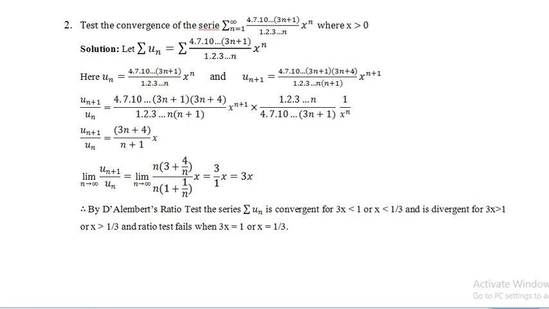Then we again apply D'Alembert's ratio test to see whether 3x is convergent or divergent. Here the series is convergent if 3x is less than 1, or x is less than 1 by 3, and divergent if 3x is greater than 1, or x is greater than 1 by 3. And the ratio test fails if 3x is equal to 1, or x is equal to 1 by 3.